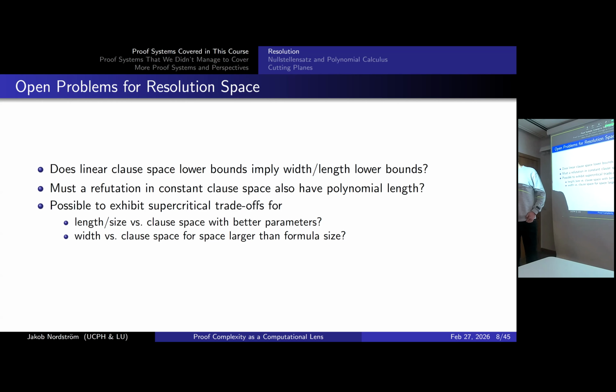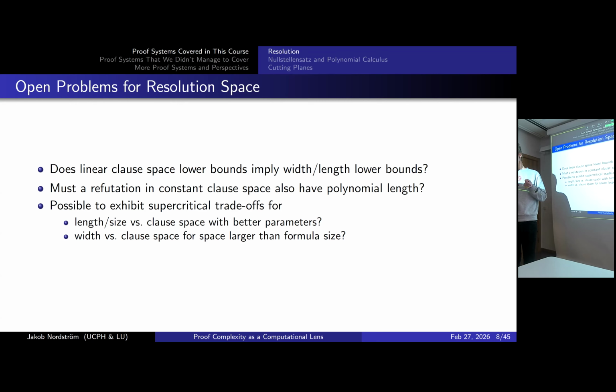One thing that we didn't talk about is that if I tell you that I have a resolution refutation in width W, then for a formula over n variables, the refutation length is at most n to the W. And we saw that this is tight. This proof in size n to the W, what's the space complexity of this? Suppose I insist on a proof in width W, can you tell me anything about the space complexity? In particular, could there be a supercritical trade-off there, so that if you want width W, then your space will have to be n to the W?